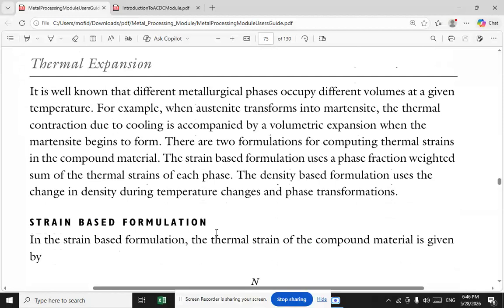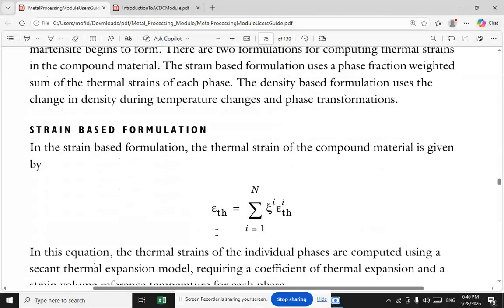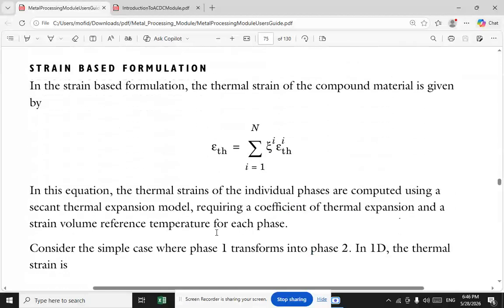There are two formulations for computing thermal strains in the compound material. The strain-based formulation uses a phase fraction weighted sum of the thermal strains of each phase. The density-based formulation uses the change in the density during temperature change and phase transformation. Now I'm about to go to the strain-based formulation. In the strain-based formulation, the thermal strain of the compound material is given by epsilon T.